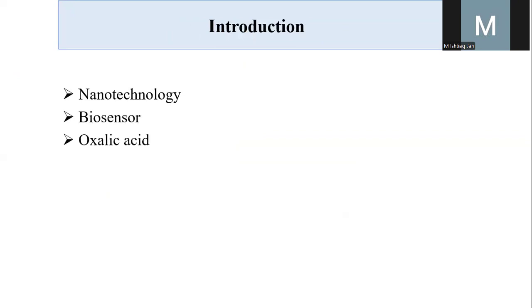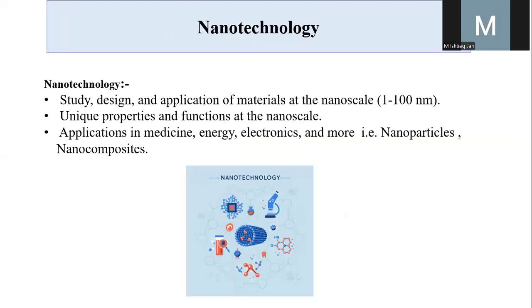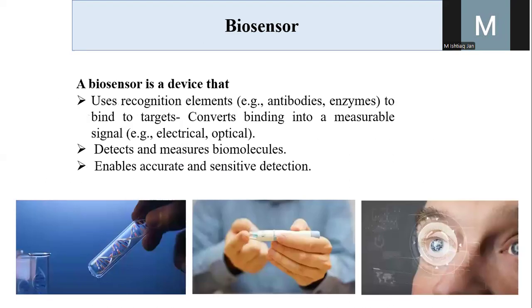I will mainly focus on nanotechnology, as you are familiar with the word. It ranges over those substances which range from 1 to 100 nanometers, and due to their small particle size, they have unique properties and can be used in medicine, energy, electronics, and so on. Biosensors are those substances which can be used to detect the level of some molecule.